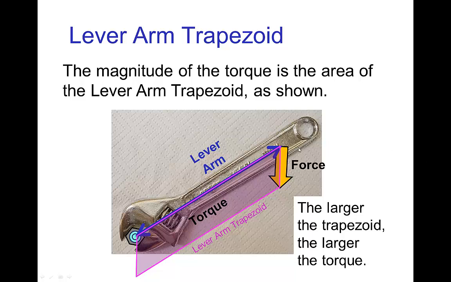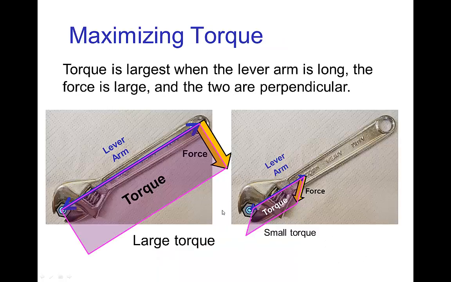Now, the magnitude of the torque depends on the length of the lever arm, the strength of the force, and then on the angle between them. We can picture the size of the torque by drawing this lever arm trapezoid. It's a trapezoid that has the lever arm on one side, and something indicating the magnitude of the force on the other side. The larger the area of this trapezoid, the larger the torque. It'll probably make more sense with these two examples.